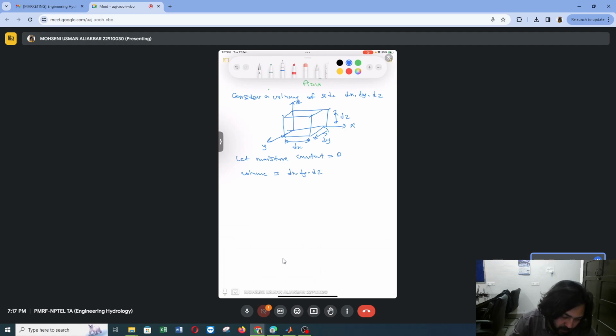So based on these two things and based on the definition of moisture content, that is volume of water to the total volume of sample, we can calculate the volume of water now. In order to calculate the volume of water, we should rely on the definition of moisture content. So moisture content is nothing but volume of water divided by total volume, right? So based on this we can calculate volume of water. It would be theta times volume, and the volume here is dx, dy, dz. So this is nothing but volume of water.